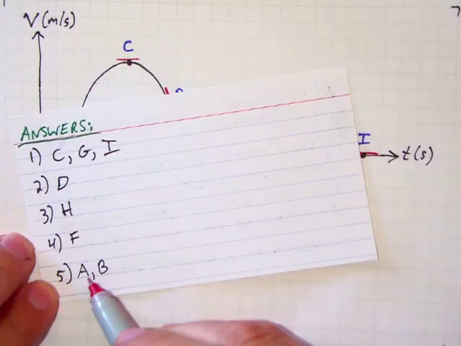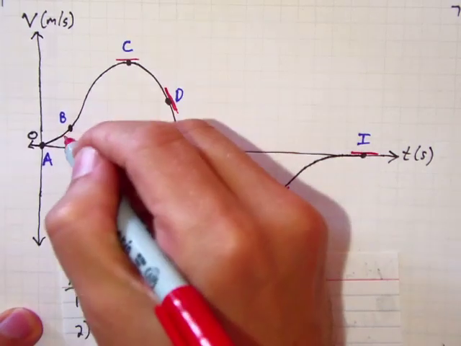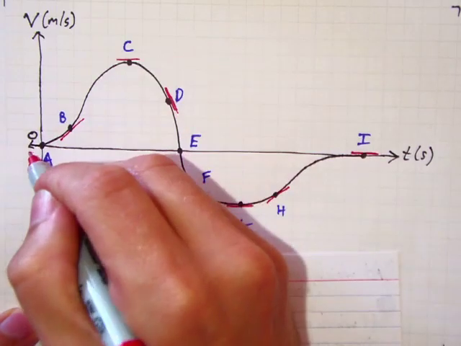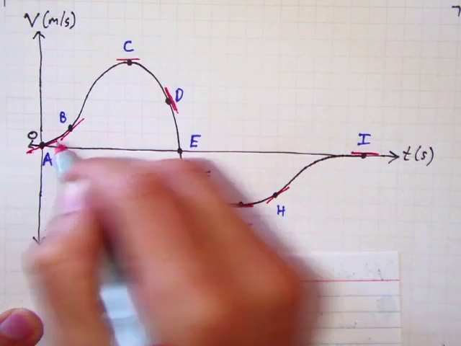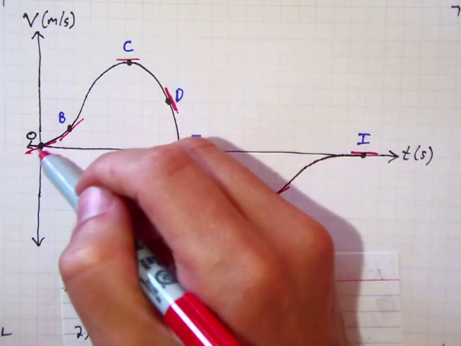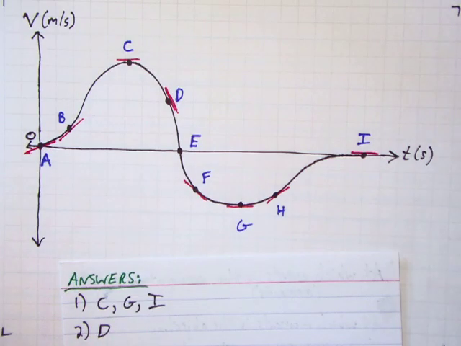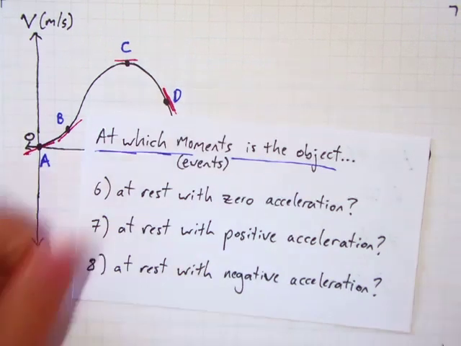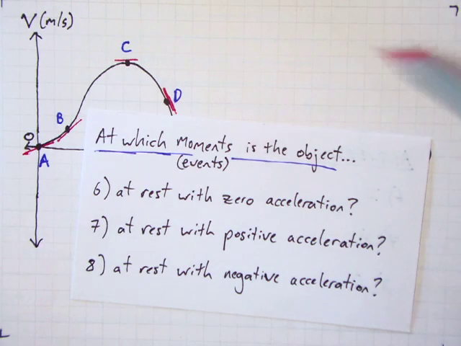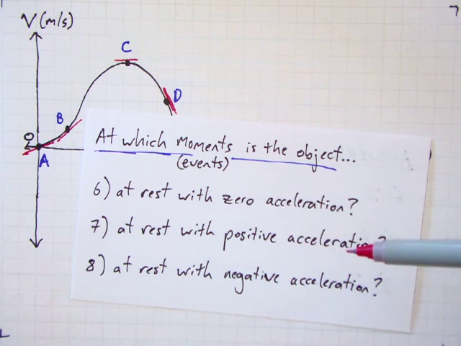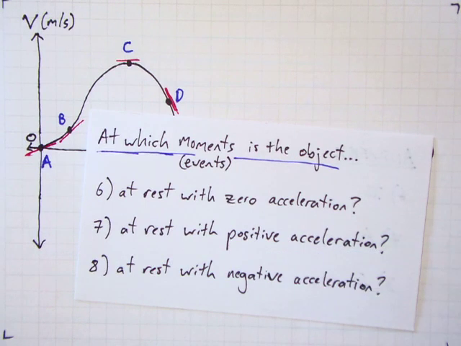And then at events A and B, we have an object speeding up. The velocity is getting more positive. And A, our tangent line there, is also a positive slope. Positive slope there, and the object is moving away from 0 velocity. It's speeding up. All right. E was not the answer to any of those, but I do have 3 more questions. At which moments or events is the object at rest with 0 acceleration, at rest with positive acceleration, and at rest with negative acceleration?